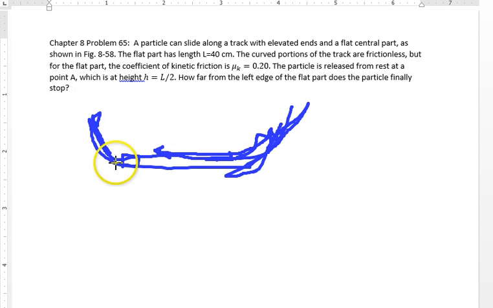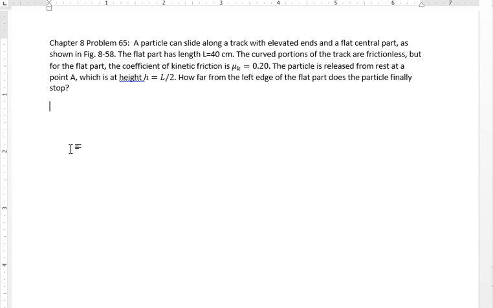Okay, so all the energy lost happens in this frictional part. Anytime we come to the end, all we do is convert kinetic energy into potential energy and then back into kinetic, and then we lose energy again as we slide across. So what is the total energy available to us? Well, mgh, which in this case is mg times L over 2, is the total energy available to us, right? All right. How far from the left edge of the flat part does the particle finally stop?